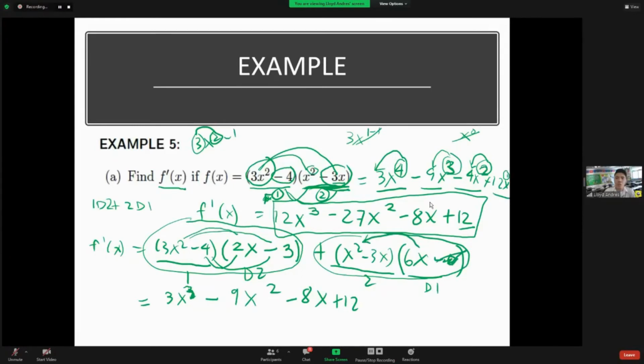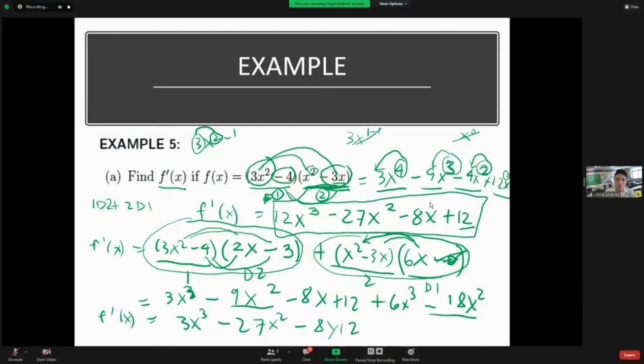So that's 6x times x squared, that's positive 6x cubed. Minus 6x times 3x, that's 18x squared. So simplifying, we have the derivative of f of x is 3x cubed minus 9x squared or 18x squared. Negative tanan. So negative 27x squared minus 8x plus 12. So kung tan-awon ninyo, same lang diri.